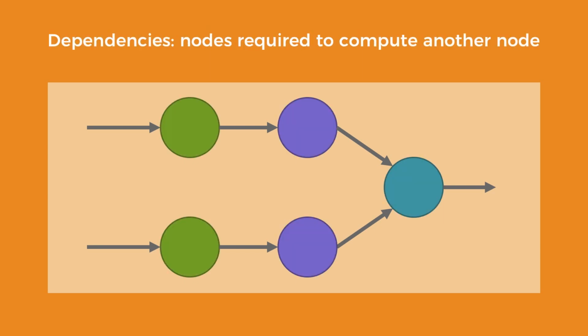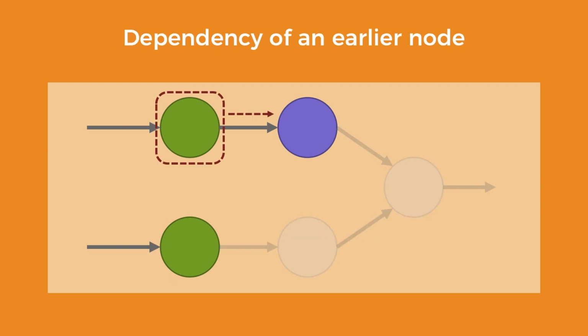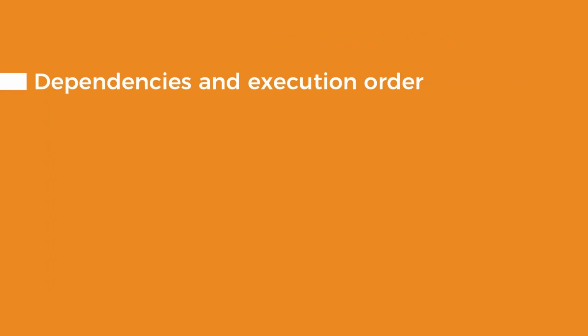Dependencies are the nodes required to compute another node, right? So for the last node, the node on the far right, the dependencies of it are all of the other nodes, because in order to compute it, we need to compute all of them. If we're going to do the dependency for the top purple node, we get just that top green node.